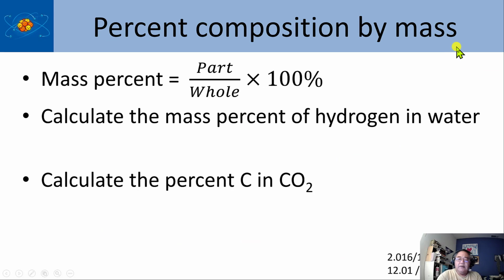Okay, so another thing that you need to be familiar with in this section is how to calculate a percent composition by mass. And in order to do that, it's like any other percent, it's the part over the whole. So if you wanted to know, for example, the mass percent of hydrogen in water, what you'd have to do is say, well, H2O's formula has 2 hydrogens and an oxygen.